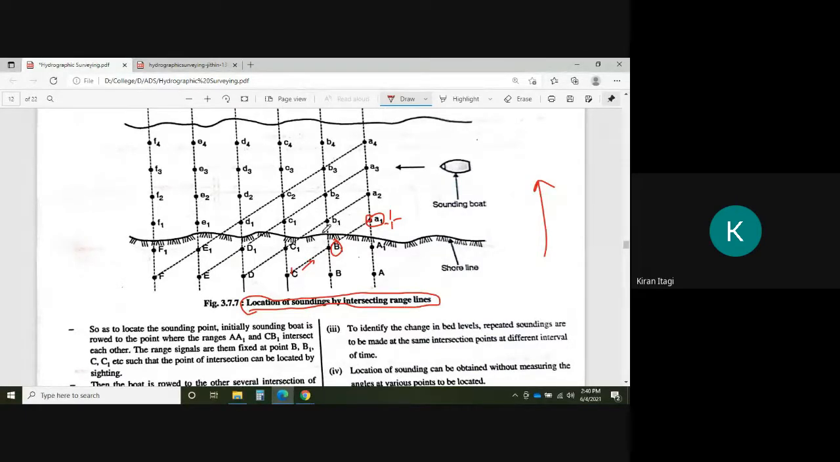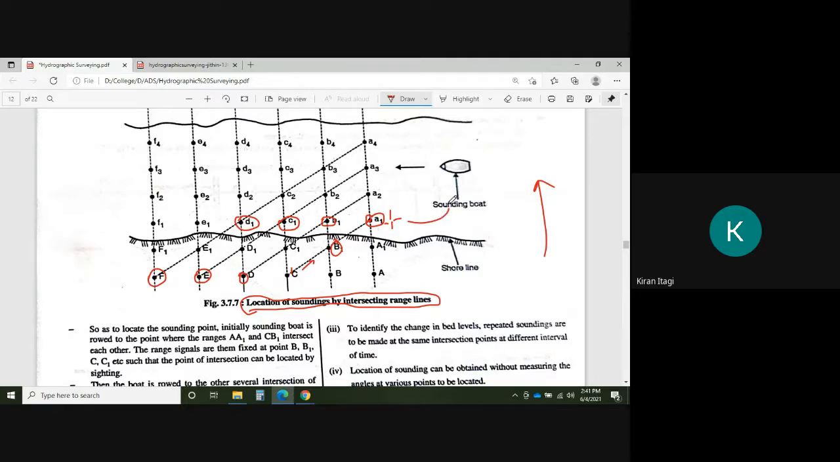Next the boat will come at this point. When it comes here, the person standing at D will arrange the boat to stand along this line and the sounding is taken. Then the boat will move here. The person standing at E will adjust the boat to stand at the C1 point and take the reading. Again, the boat will come at D. The person standing at F will arrange the boat to move a little upward or downward, and he will take the reading.